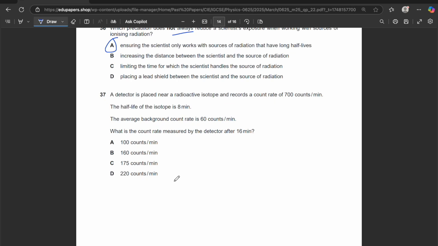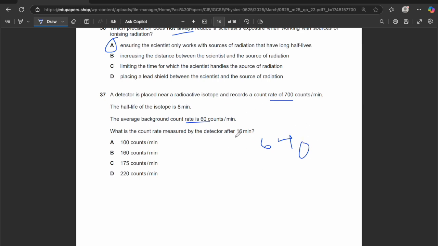37. A detector is placed near a radioactive isotope and records a count rate of 700 counts per minute, and the half-life of the isotope is 8 minutes. The average background rate is 60 counts per minute, and what is the count measured by the detector after 16 minutes? So you have to know that this includes the average background count rate, so we have to subtract it. So 700 minus 60 is 640, and this is the original count rate, right?